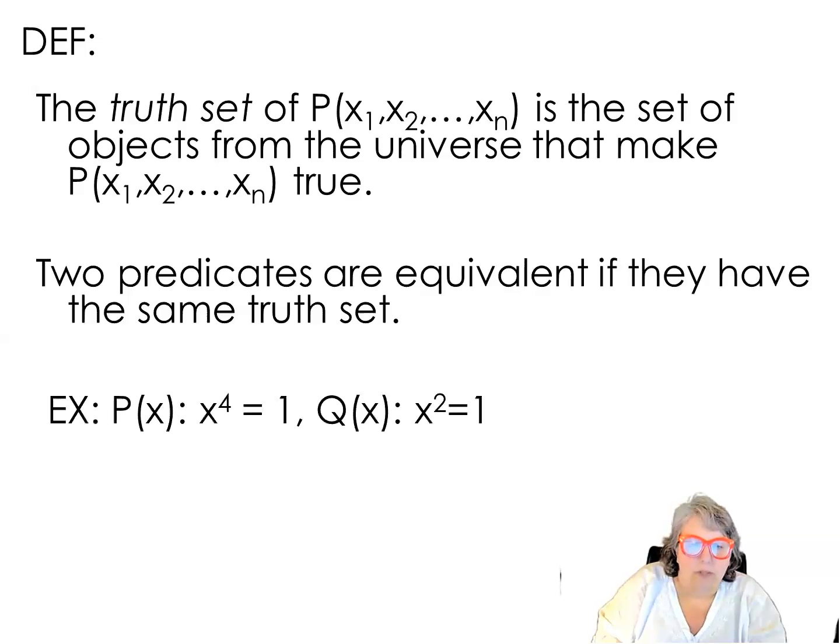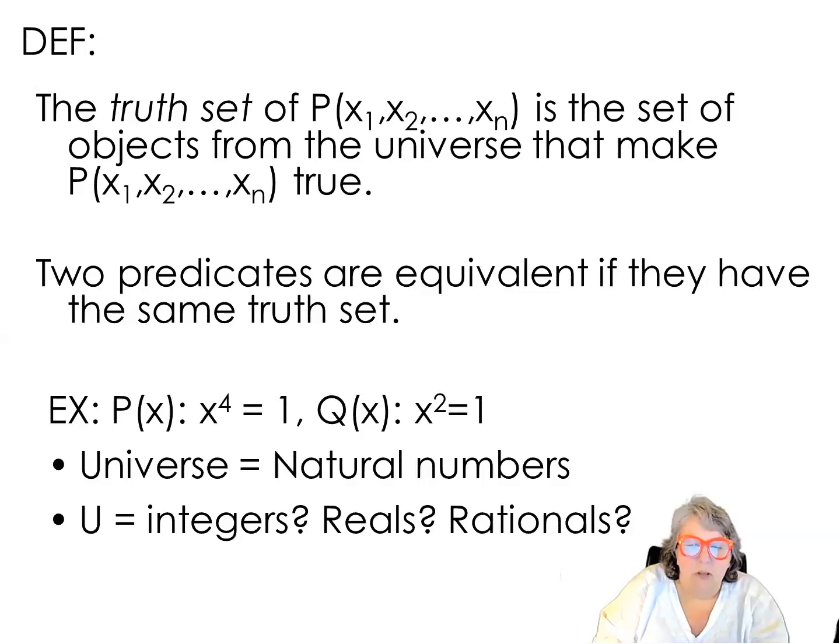For example, let's say I have two predicates. P of X is X to the fourth equals 1, and Q of X is X squared equals 1. If my universe is the natural numbers, then the truth set for P of X and Q of X is both 1, the number 1. If I'm talking about the integers, then the truth set for both of them is plus or minus 1. Same thing for the reals or the rationals.